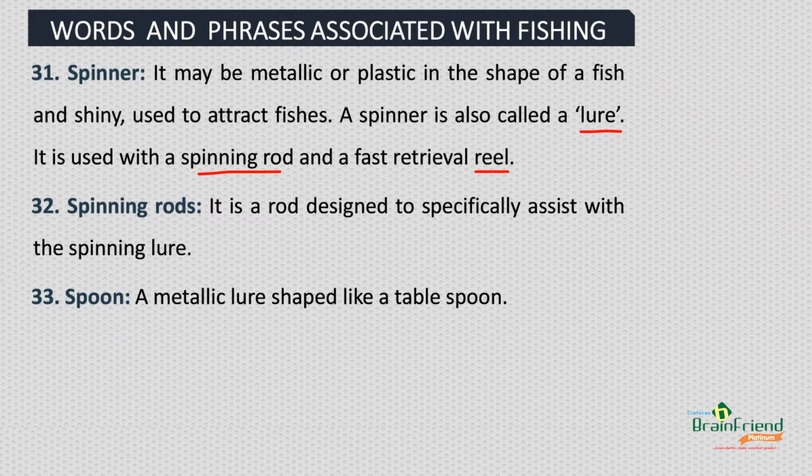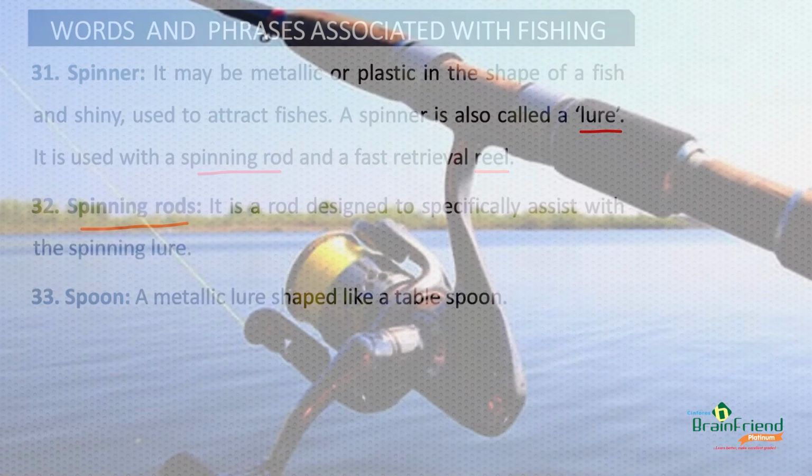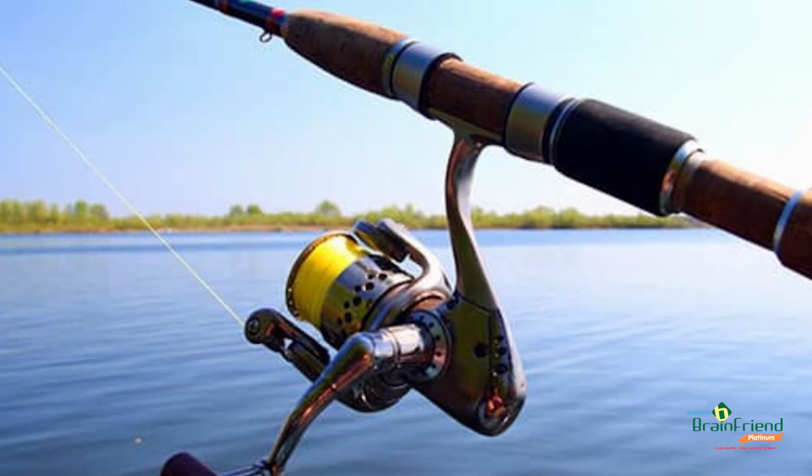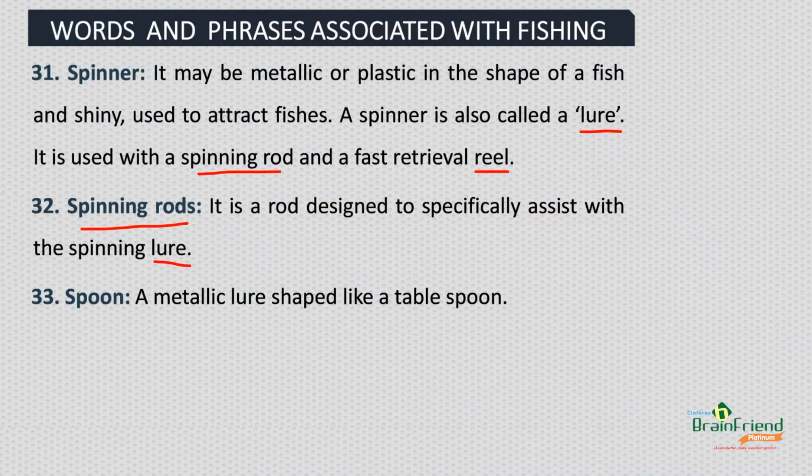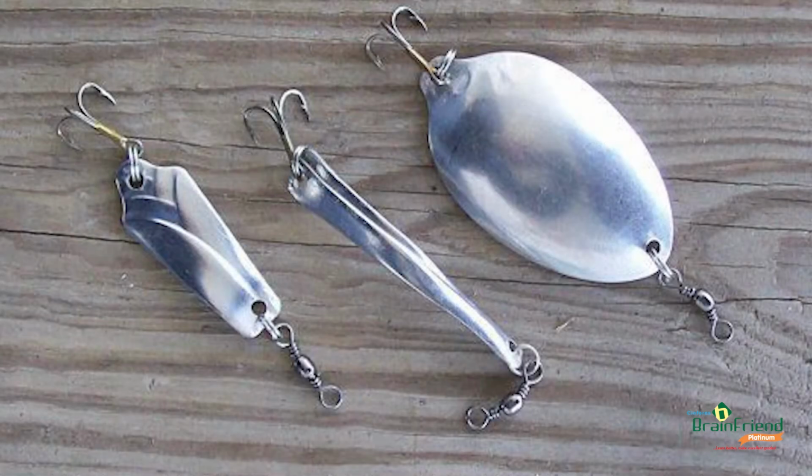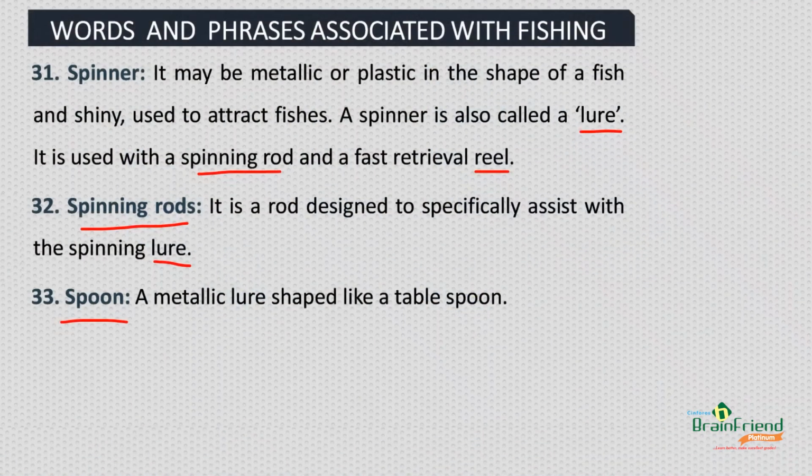Next, we have spinning rod. A spinning rod is a rod designed to specially assist with spinning lure. Next, we have the word spoon. This spoon is different from the normal spoon we use in eating. A spoon is a metallic lure shaped like a tablespoon.